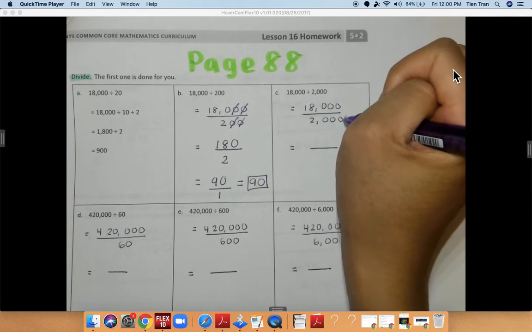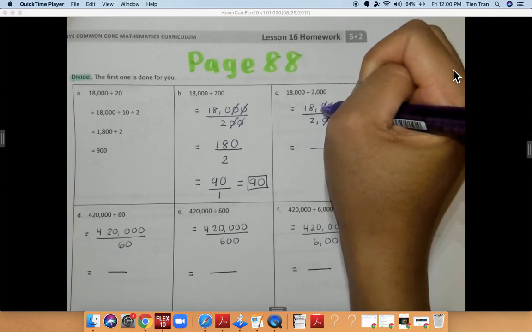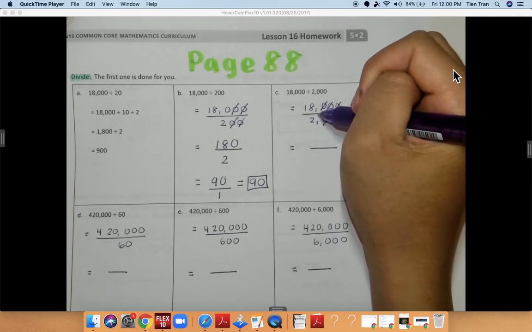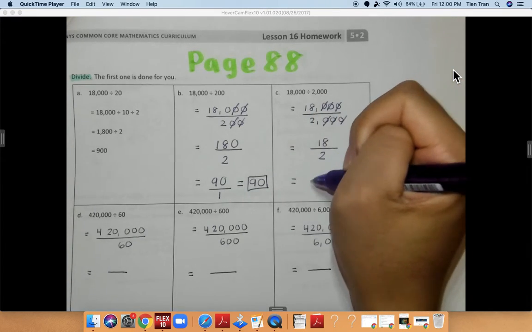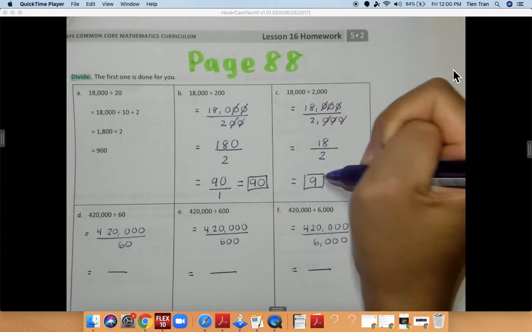Over here, I have 3 zeros on the bottom and 3 zeros at the top that I can cross off. 18 divided by 2 is what I'm having here, so 18 divided by 2 is equal to 9.